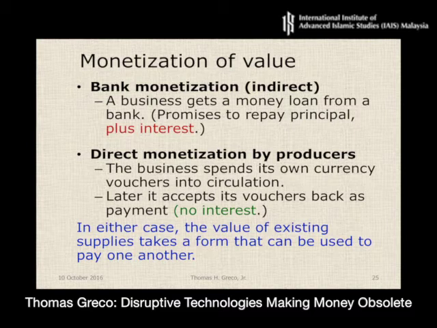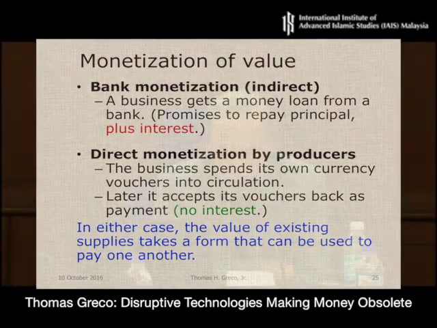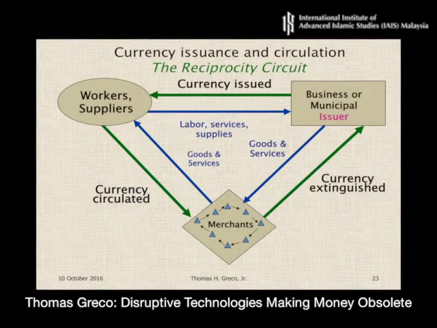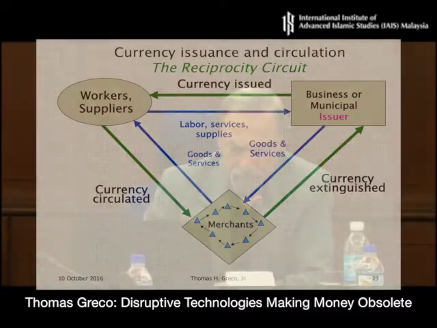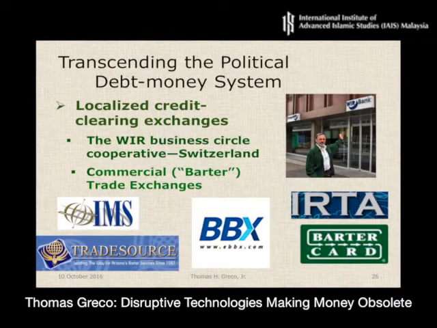With direct monetization by producers, the business spends its own currency into circulation and then later accepts it back in payment, just as we saw in the diagram that I showed a minute ago. So in either case, we're taking the value of existing supplies and putting it in a form that can be used as payment. Now, we have in existence local credit clearing exchanges that provide this service to businesses. These are just a few.